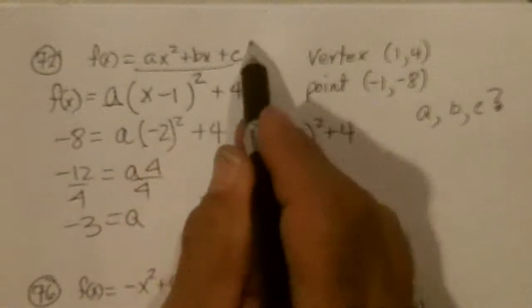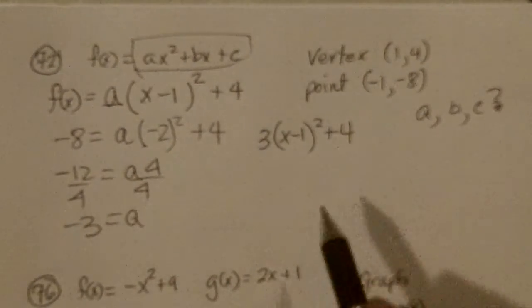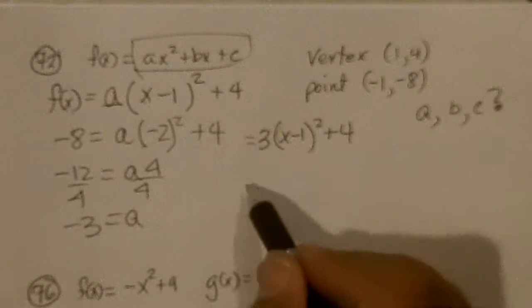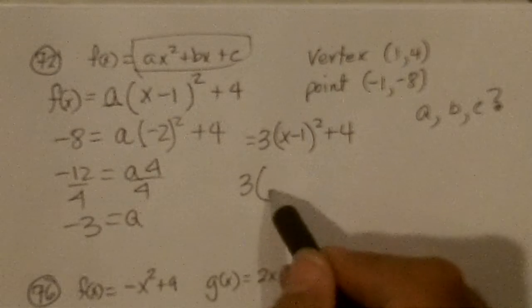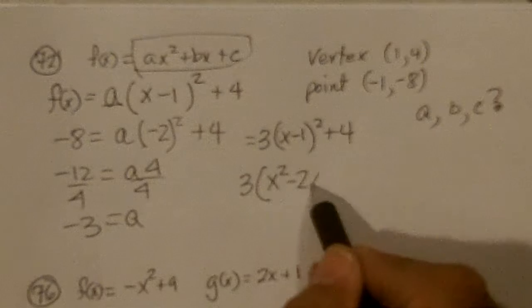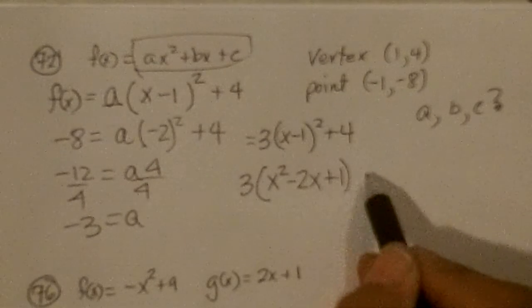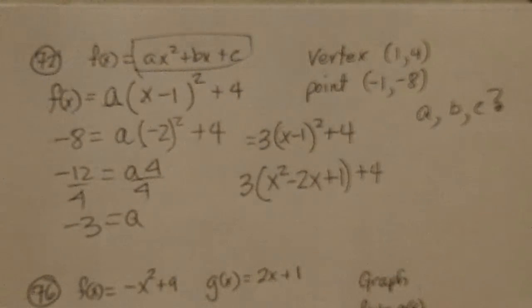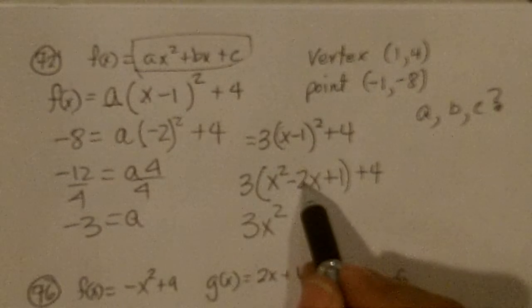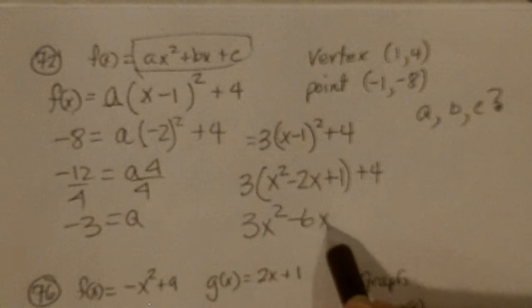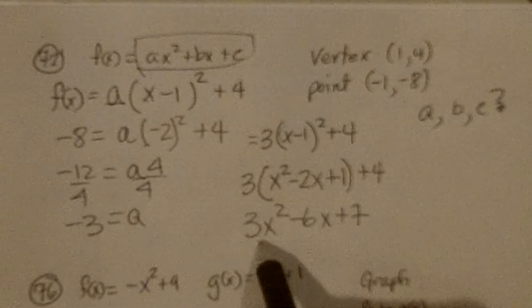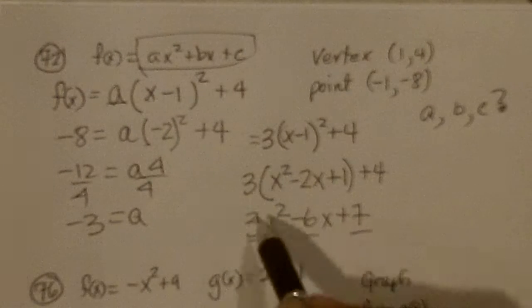To change it to this form, to find the a, b, and c that they want, I would square this. So I'm going to get -3 times x minus 1 times x minus 1 is x squared minus 2x plus 1, plus 4. So I got -3x squared plus 6x minus 3 plus 4 is plus 1. So there's the a, b, and c.